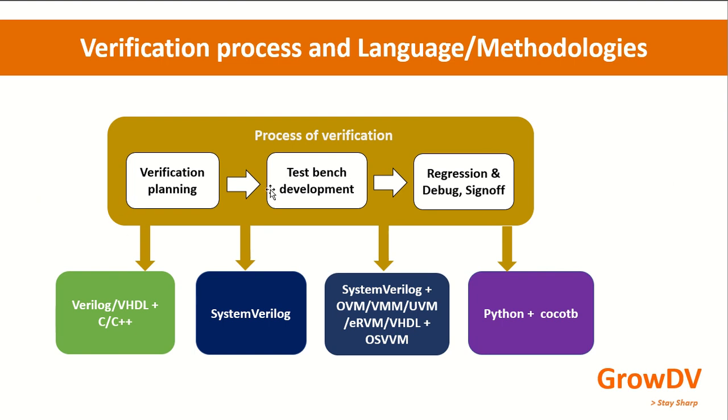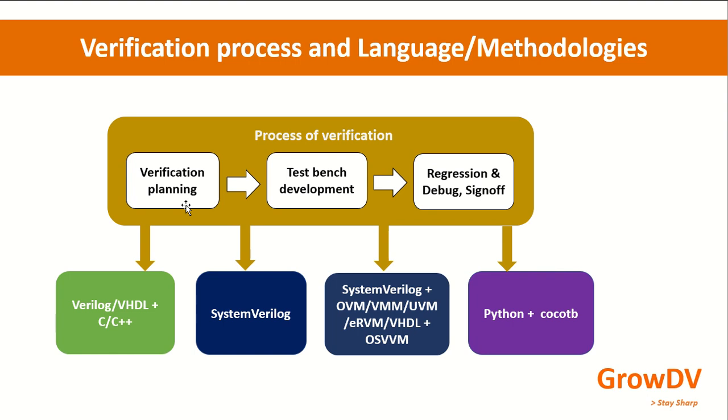The process of verification in a nutshell consists of these three phases. There is a verification planning phase where we translate the requirement specification into verification requirements. In simple words, verification requirements are made up of your test plan, checks plan, and coverage plan. Using those three plans, you come up with a test bench architecture, and you then come up with the estimates to implement that particular test bench architecture. So that is your verification planning.